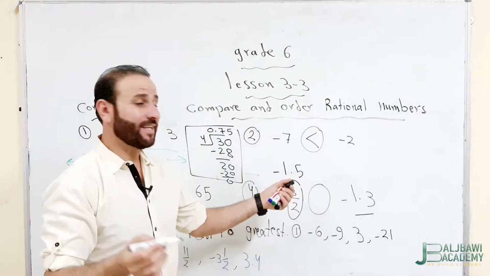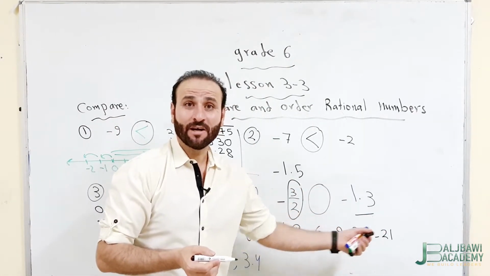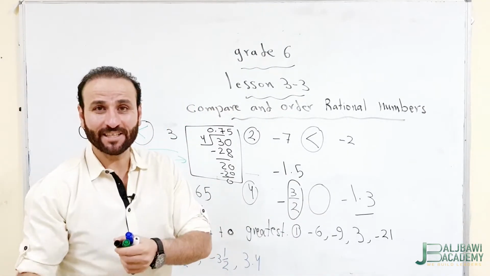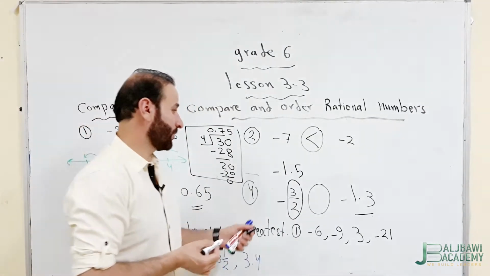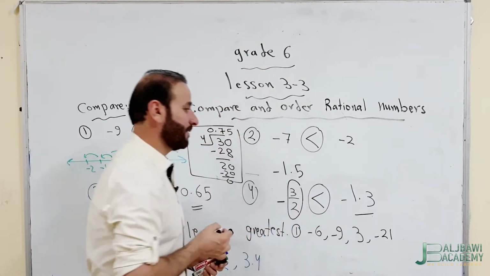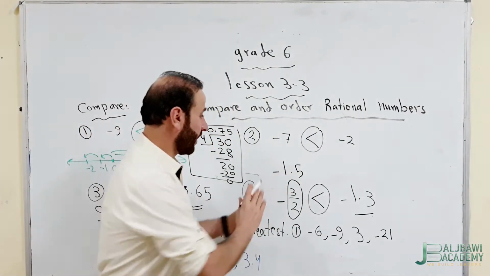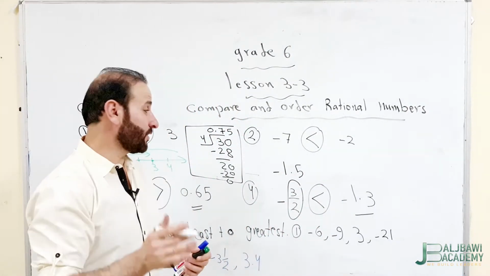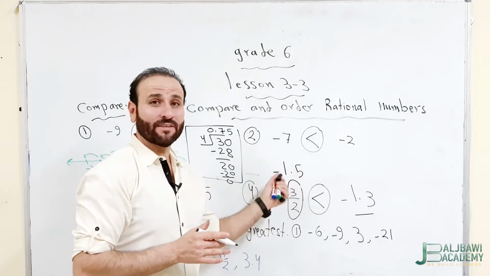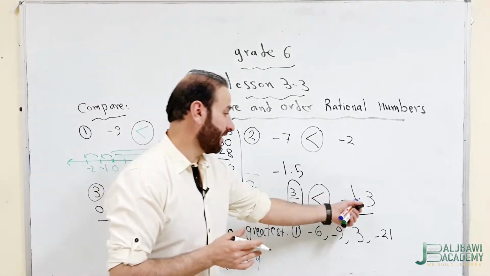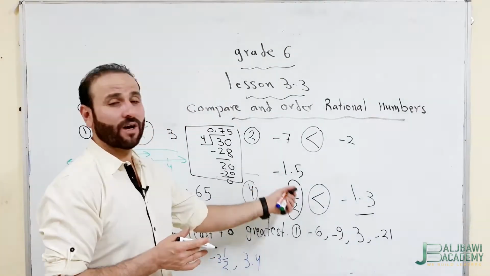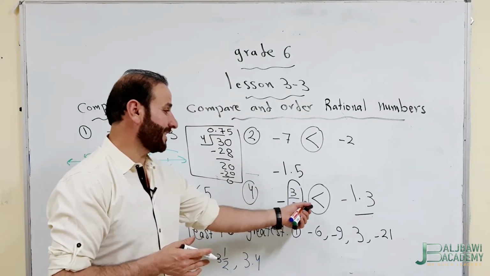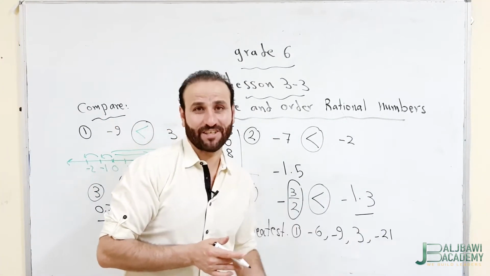1.5 without the negative sign is greater than 1.3. But with the negative sign, -1.5 will be less than -1.3. Again, 1.5 without the negative sign is greater than 1.3. But as you know, when the number is bigger without the negative sign, it becomes less than the other number with the negative sign. So with the negative sign, -1.5 is less than -1.3. So negative 3 over 2 is less than negative 1.3.